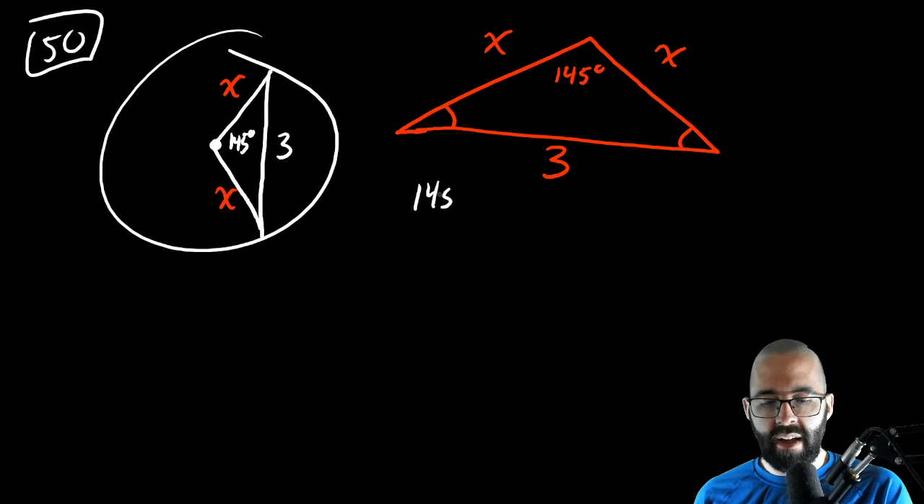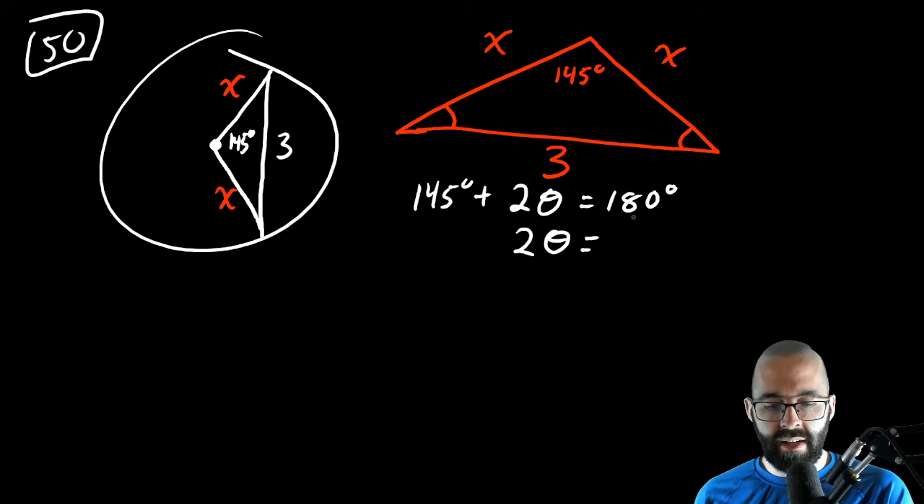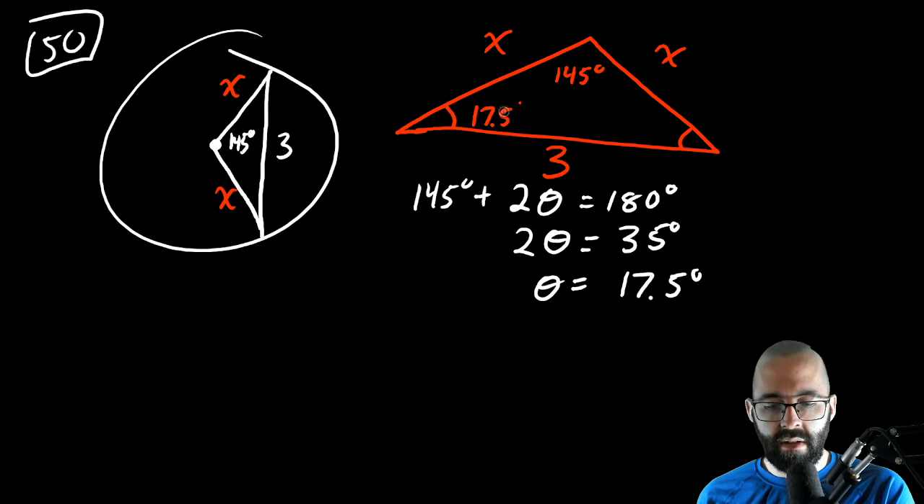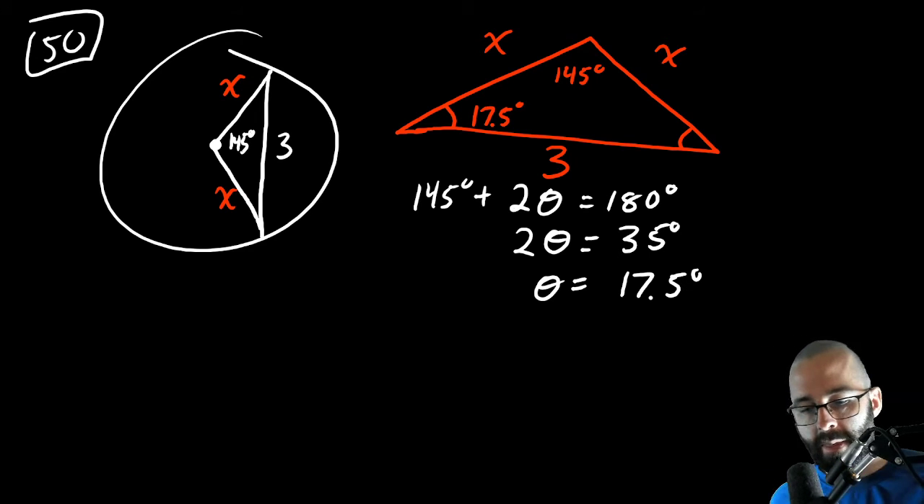So 145 degrees plus double whatever that angle is, we can call it theta, has to equal 180 degrees. The 2 theta is going to be 35 degrees. Theta is 17.5 degrees. So each one of these, 17.5 degrees.